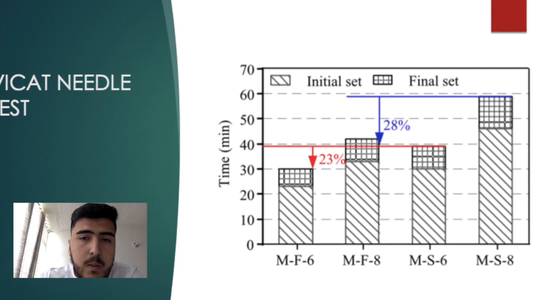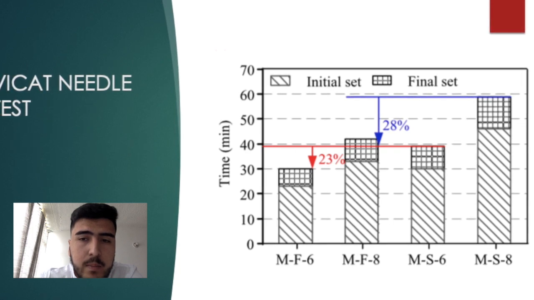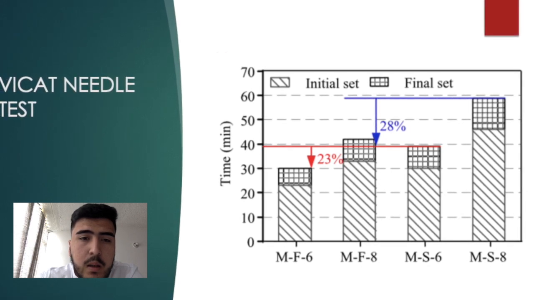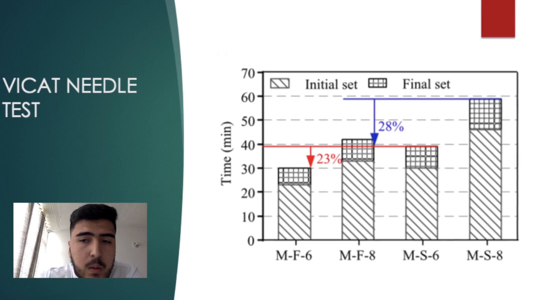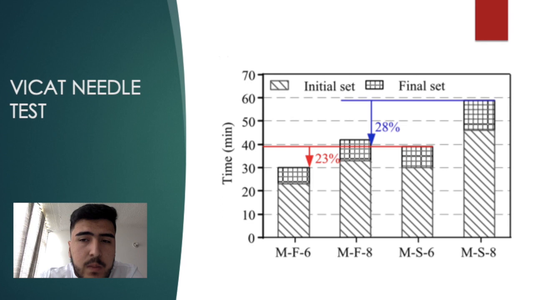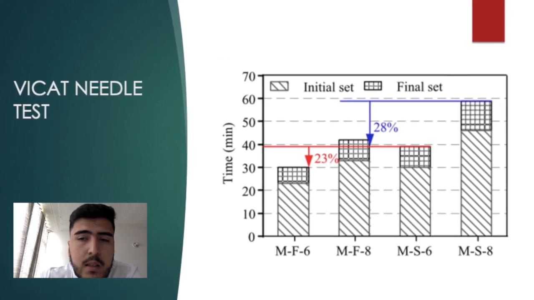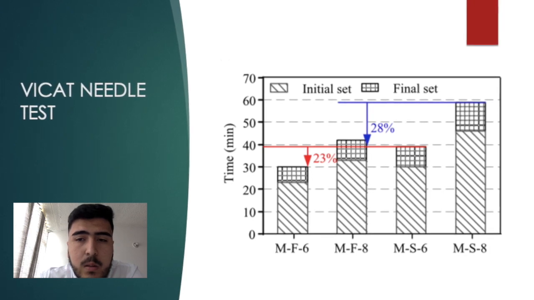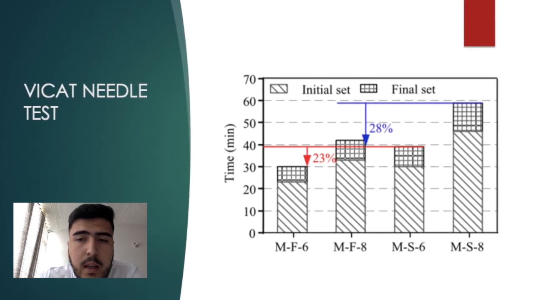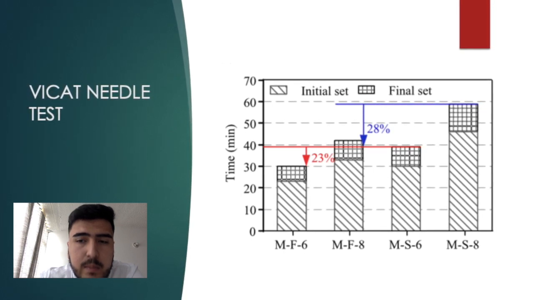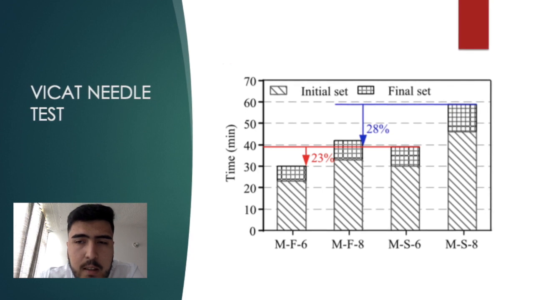The Vicat test showed that the setting time of the full volume fly ash mortars is less than their control mortars. In the case of the 6% of active alkaline, it is 23%, and in the case of the 8% of active alkaline, it is 28%.